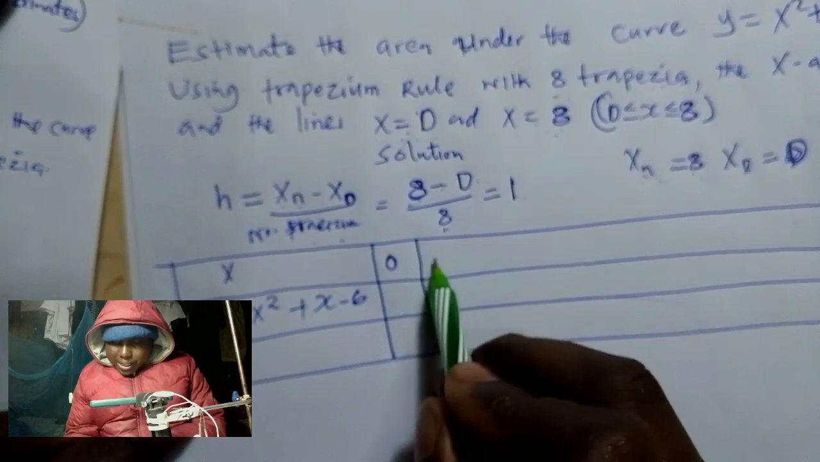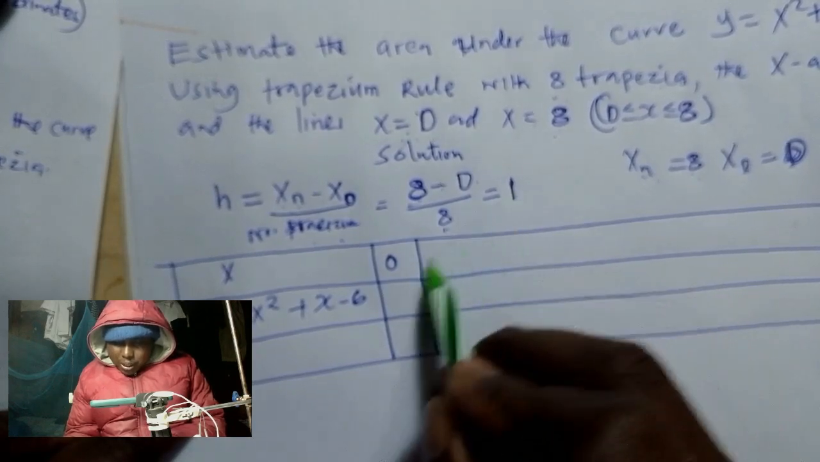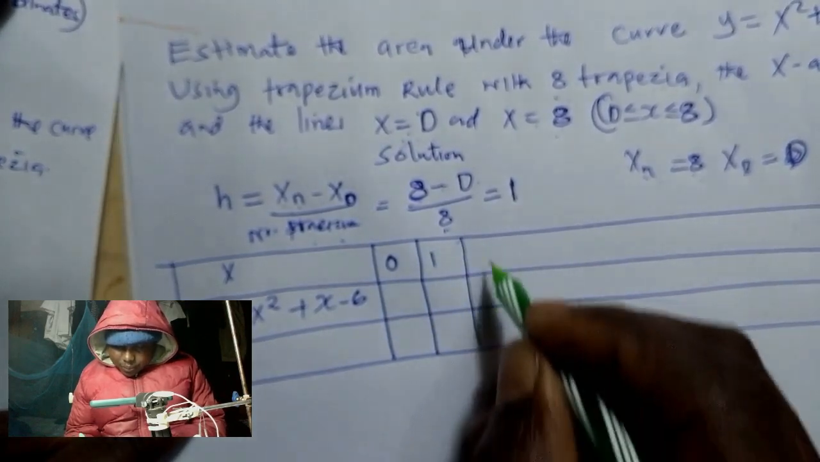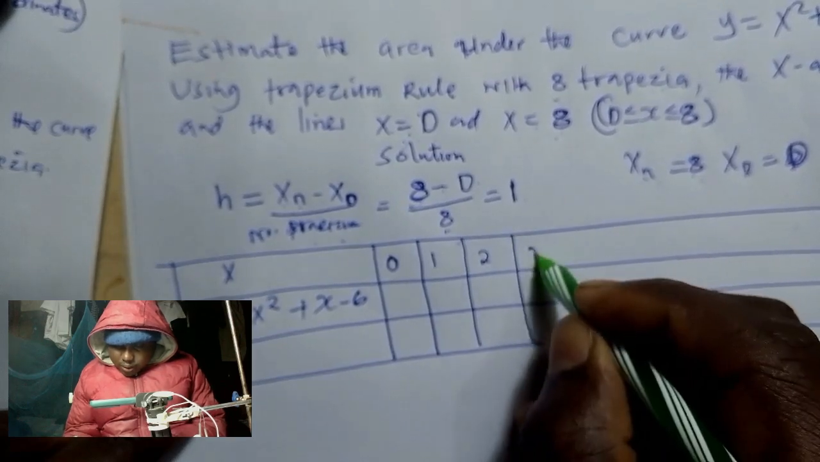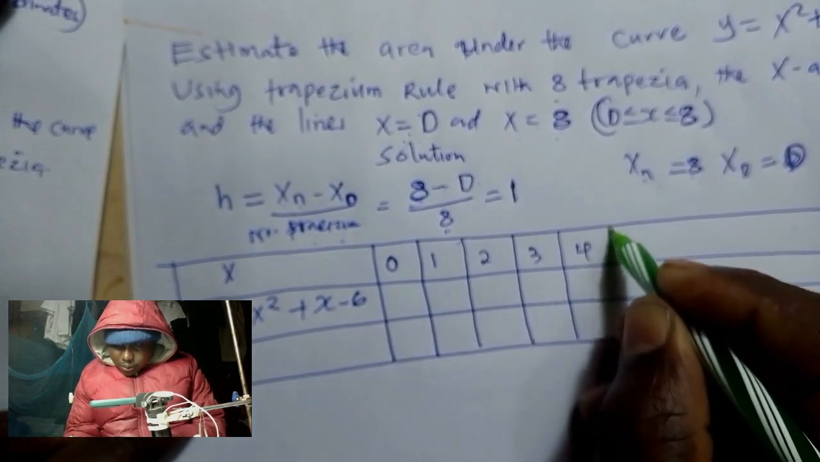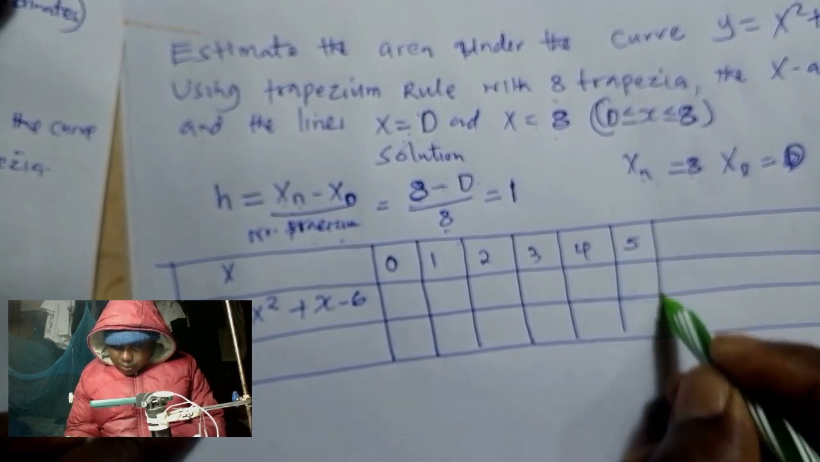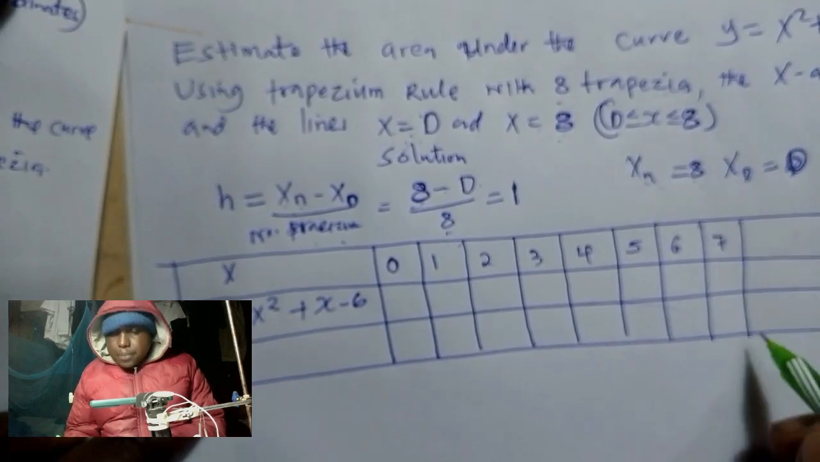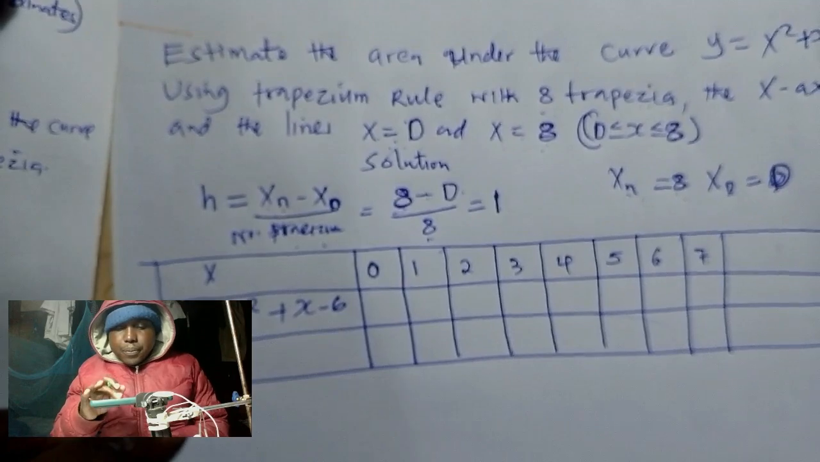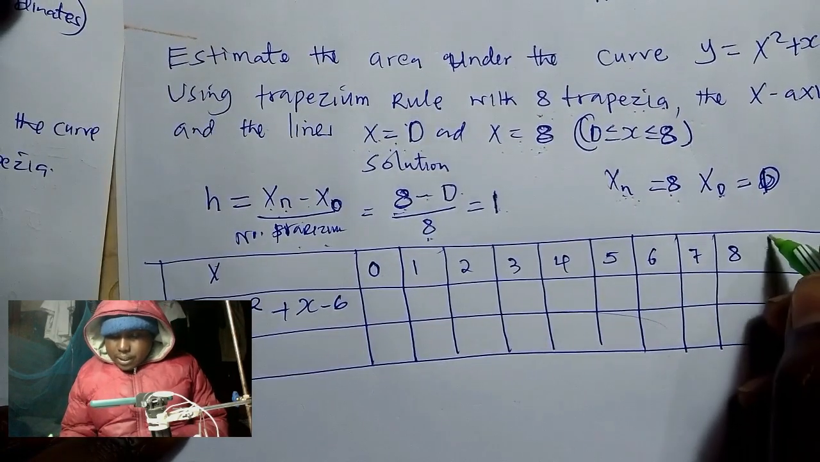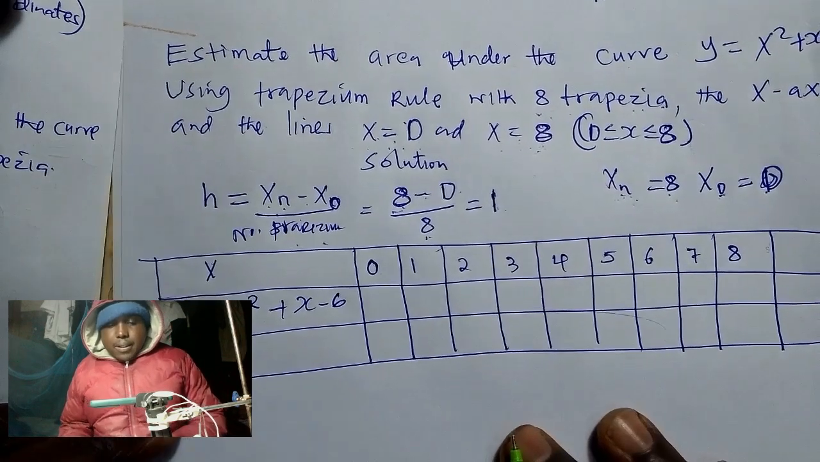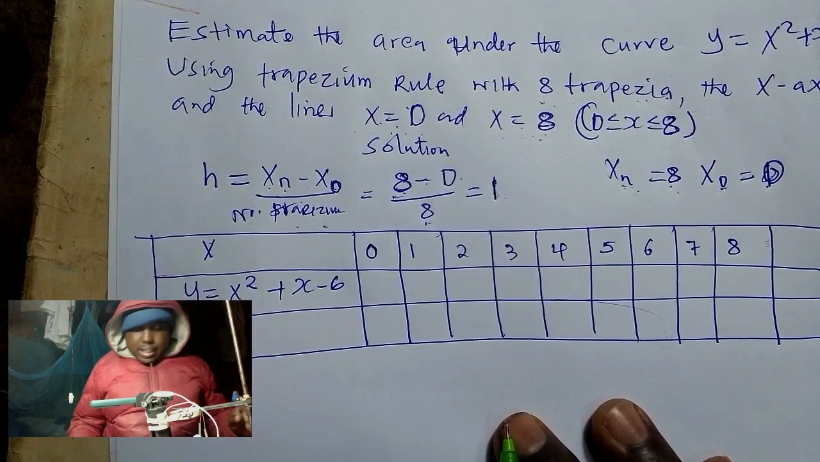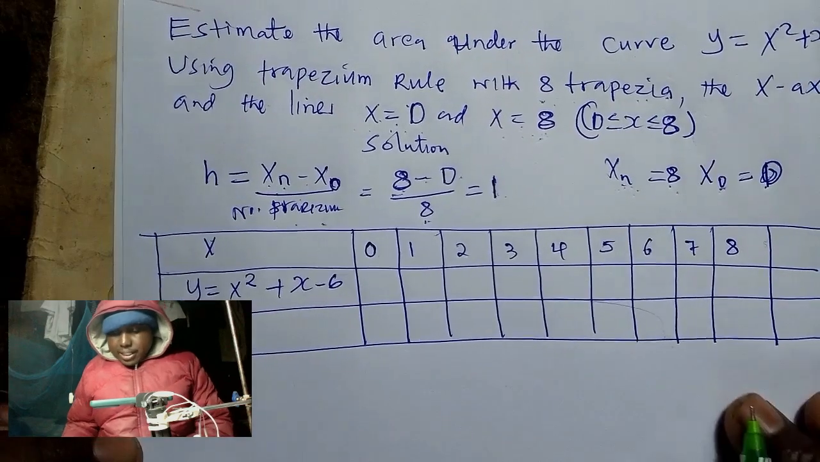So our width is 1, because our h is 1. The width must be uniform, it is 1. So it is 0, 1, 2, 3, 4, 5, 6, 7, 8. We arrive at 8 because that's where our range is reaching.